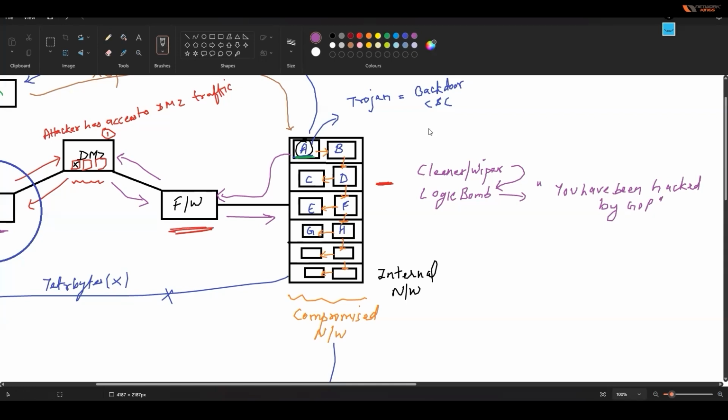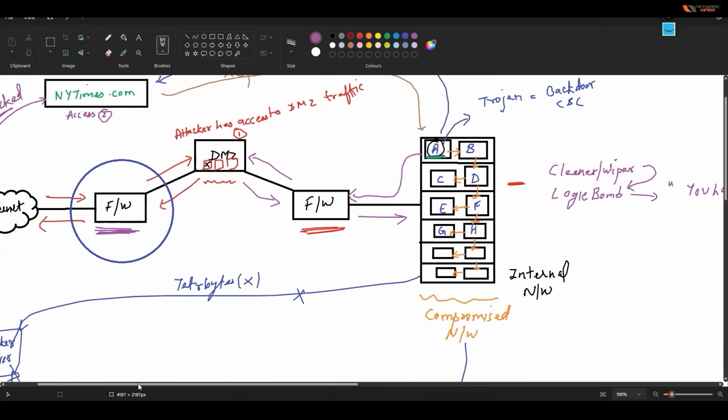Once my attack was completed, I added this malware, and on the next morning of the attack, on every machine in the Sony network, it was displaying a message that you have been hacked by GOP. And this is how the Sony people got to know that they had actually been hacked by someone.